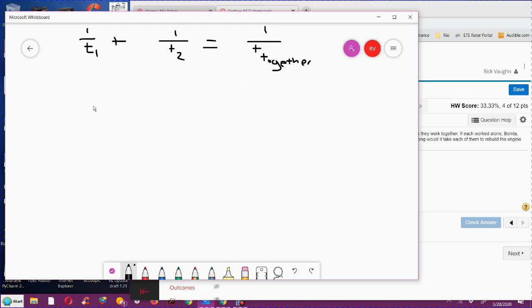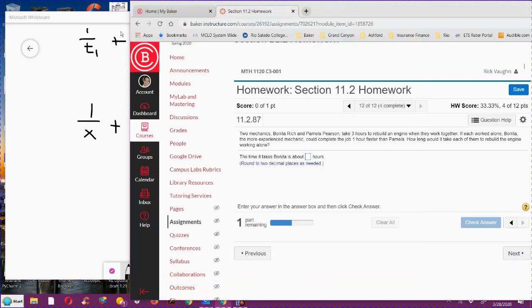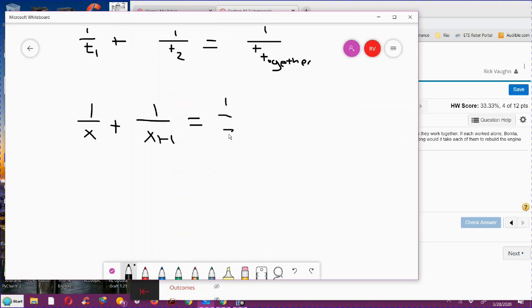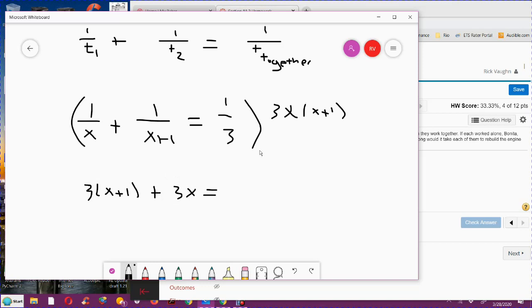So I'm going to set one of these to be x, and I'm going to call the other one 1 hour more, so that's x plus 1. And then the time spent doing it together in this case is going to be 3. So this gives me a rational equation, and I'm going to clear all the fractions away by multiplying by the least common denominator, which is 3 times x times (x plus 1). So over here, the x cancels, and I have 3 and the x plus 1. Over here, the x plus 1 cancels, and I have 3x. And on this side, only the 3 cancels, and I have x times (x plus 1).